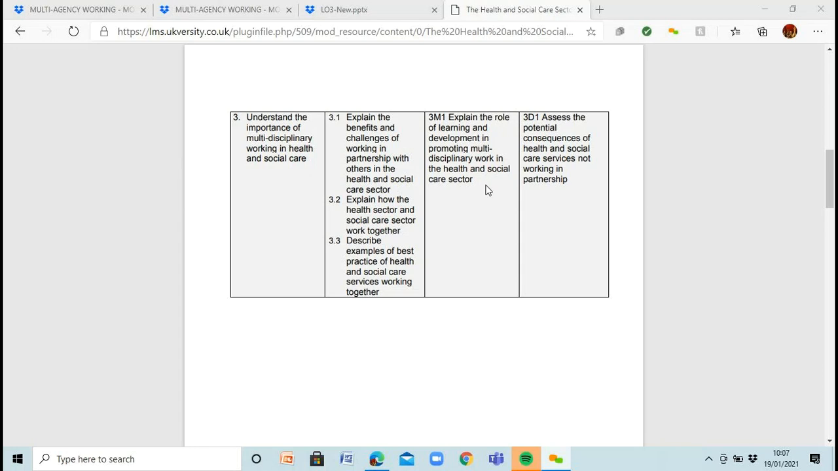Then we've got our merit question, which is explain the role of learning and development in promoting multidisciplinary work in the health and social care sector. That's all about your training and your development. And then 3D1, assess the potential consequences of health and social care services not working in partnerships. So you'd look at things like the barriers and how that might stop good partnership working and what it might lead down to.